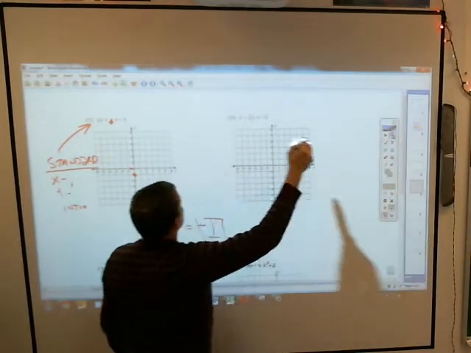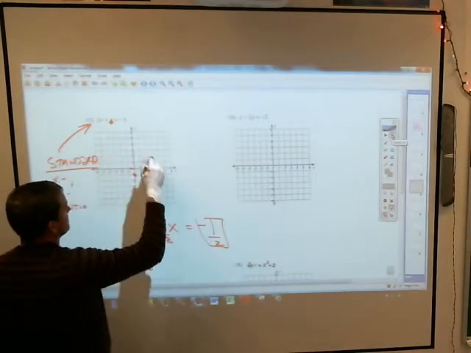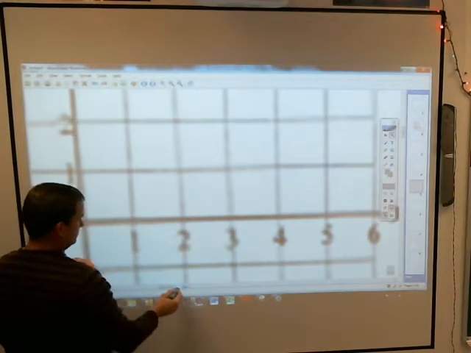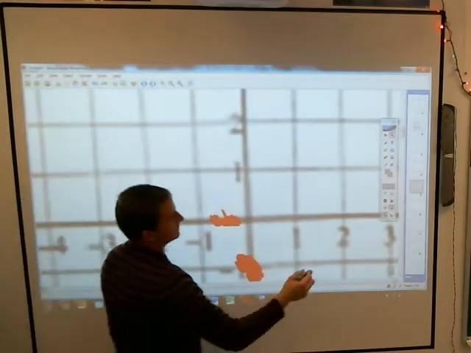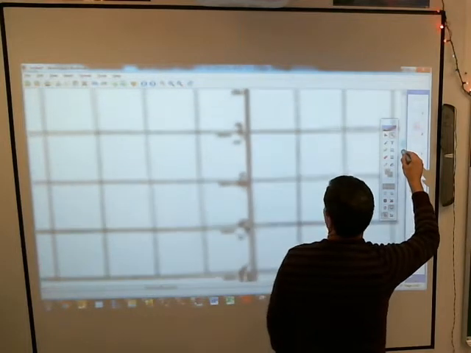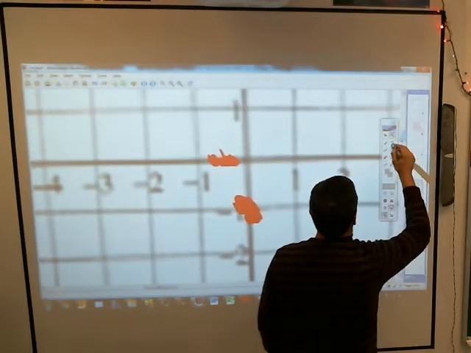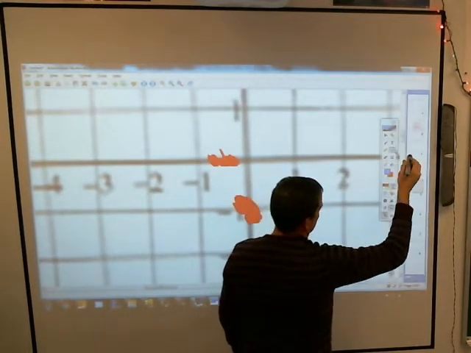Feel free to blow it up on your paper so you get a nice, oh, there's my 2 dots. That might be a little tough to do there. I'm going to draw a straight line betwixt the 2.